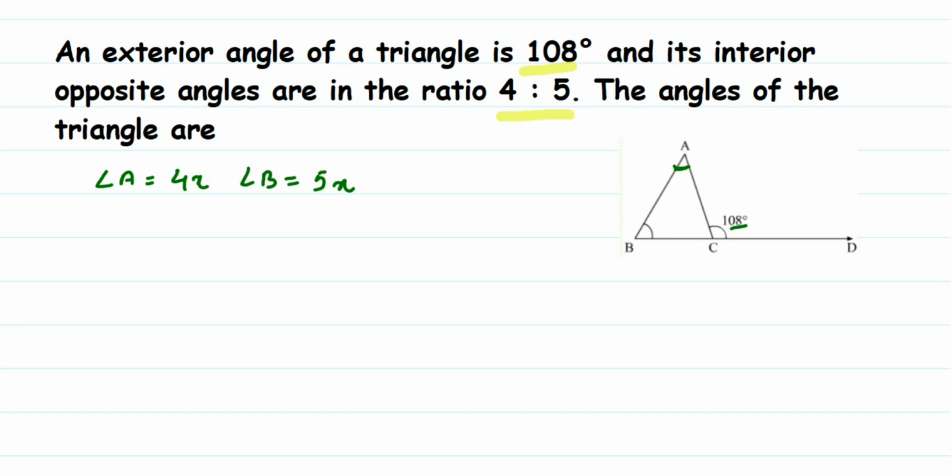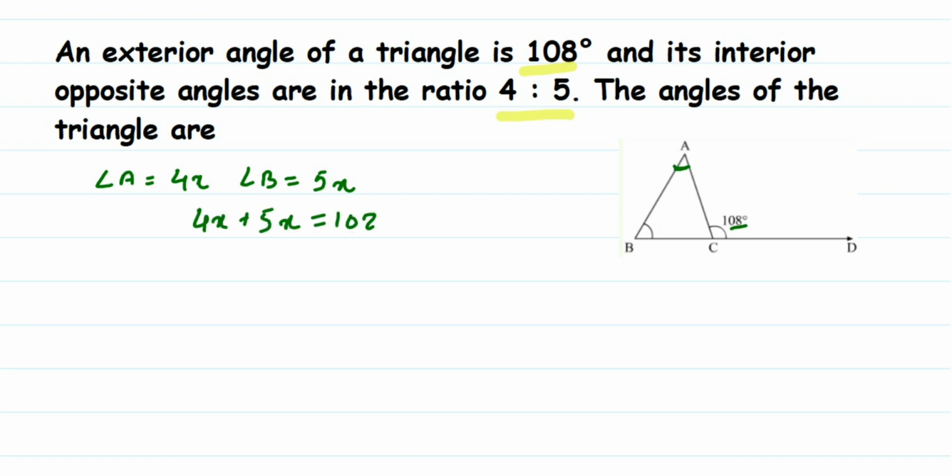Now, how do we find the value of x, and then the remaining angles of the triangle? There is a property of a triangle that the exterior angle is equal to the sum of the two opposite interior angles. This means 108 will be equal to the sum of angle A and angle B, that is, the sum of the opposite interior angles. So using that property we can write 4x plus 5x is equal to 108.